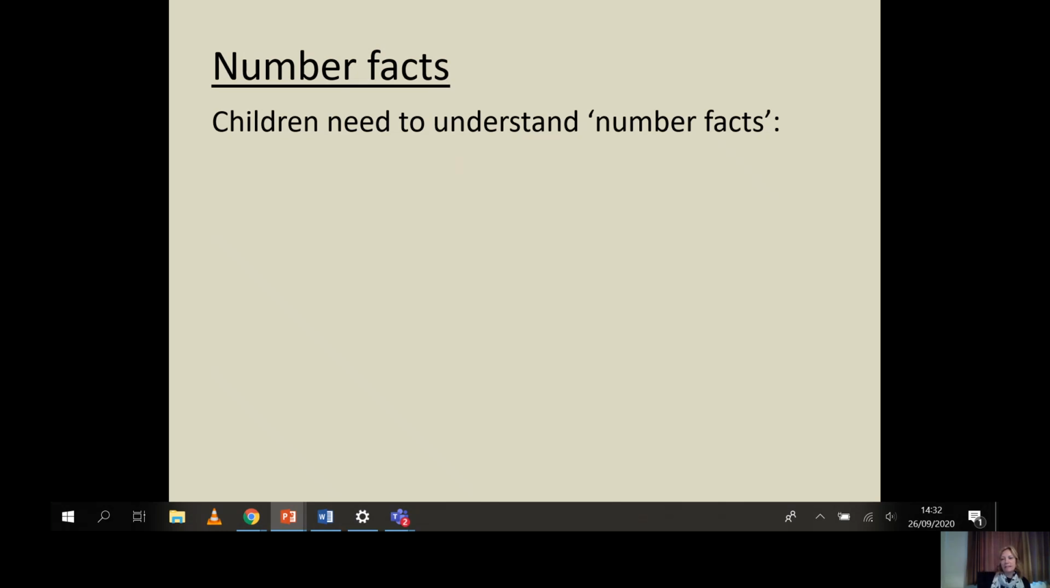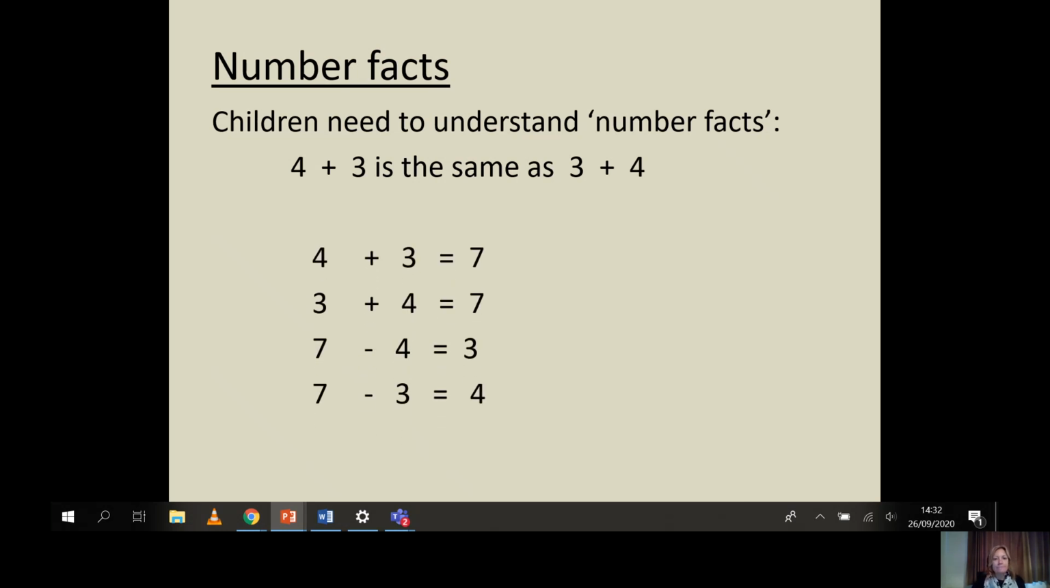Okay, we touched on this a little bit already. It's the importance of children knowing number facts. Okay, so like we were just saying, it's being able to transfer it. So 4 add 3 is the same as 3 add 4. Okay, and it's relating that. Okay, when we build into subtraction, 4 add 3 equals 7, 3 add 4 equals 7. But that then allows us to do 7 subtract 4 equals 3 and 7 subtract 3 equals 4. Okay, we start looking at those numbers.